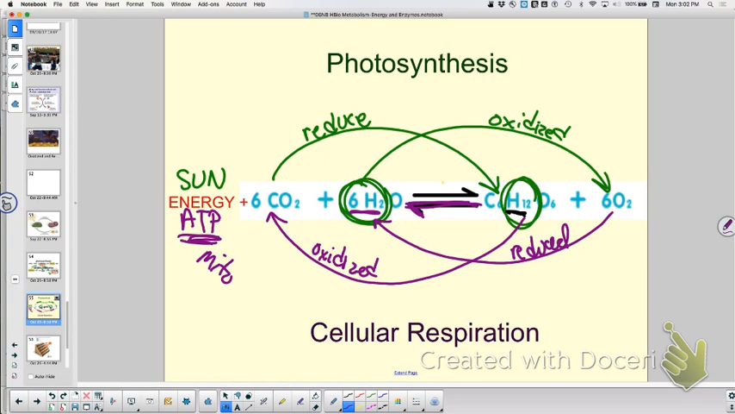When we do photosynthesis, the sun is on the reactant side, it's an endergonic reaction. Okay, ask the person next to you, how are you feeling about that?